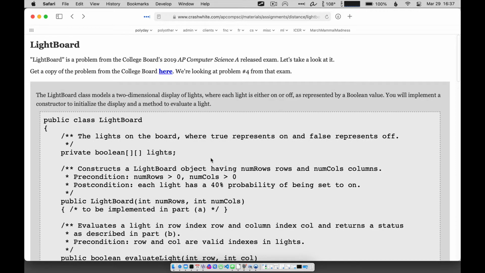Just to set this up, when you take the actual AP exam, there are 4 long answer free response problems that they give you 90 minutes to solve. So that's a little bit more than 20 minutes per problem, which is a ton of time to try and figure out what's going on.